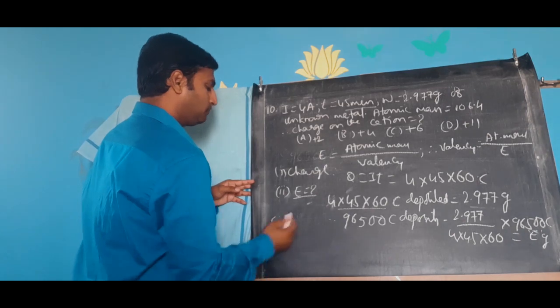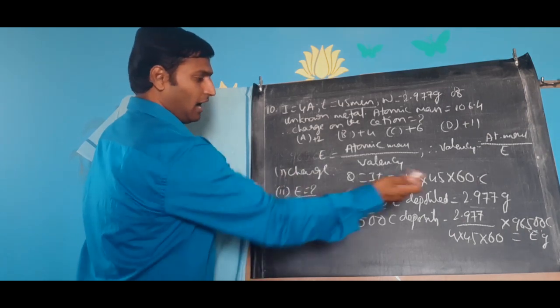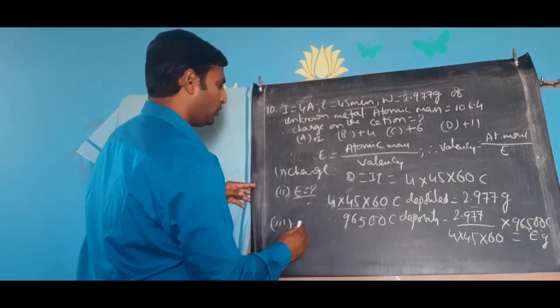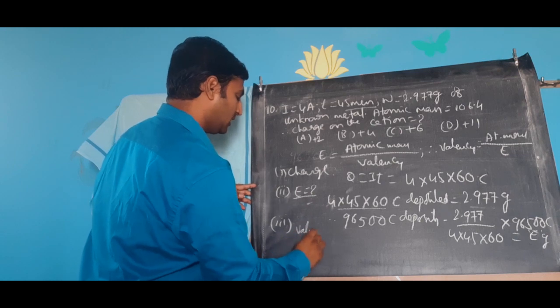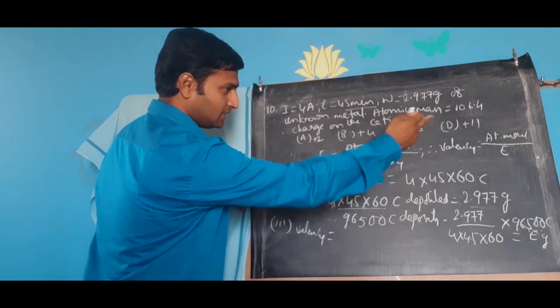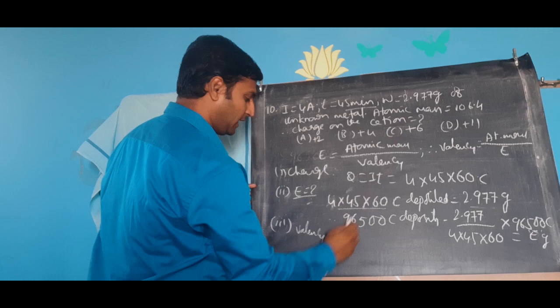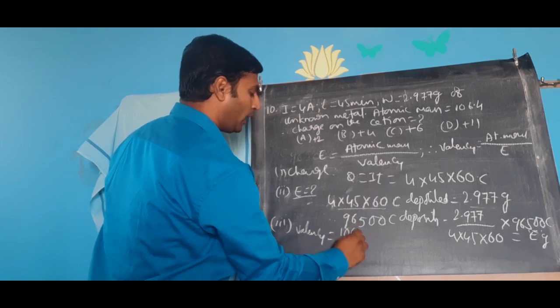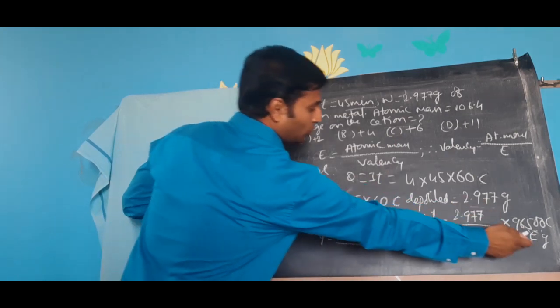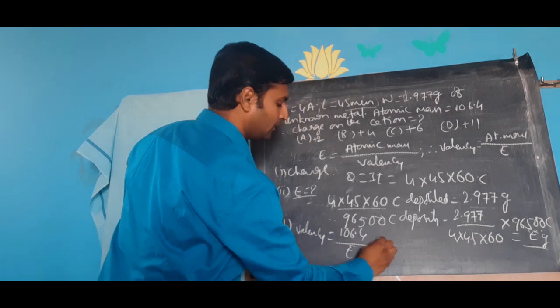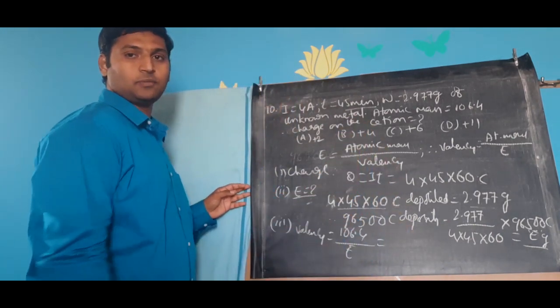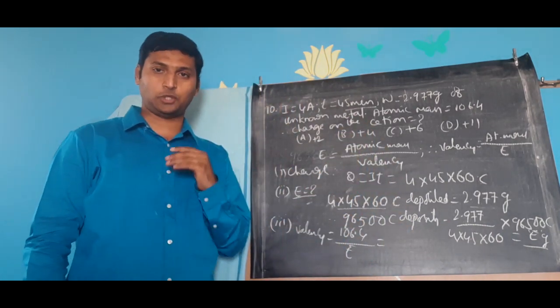Then number 3, after simplifying that, now you are left with valency or charge. As I told you already, valency is atomic mass by equivalent mass. So 106.4 by whatever value you are getting here, you will get the valency. Simplify and check your answer.